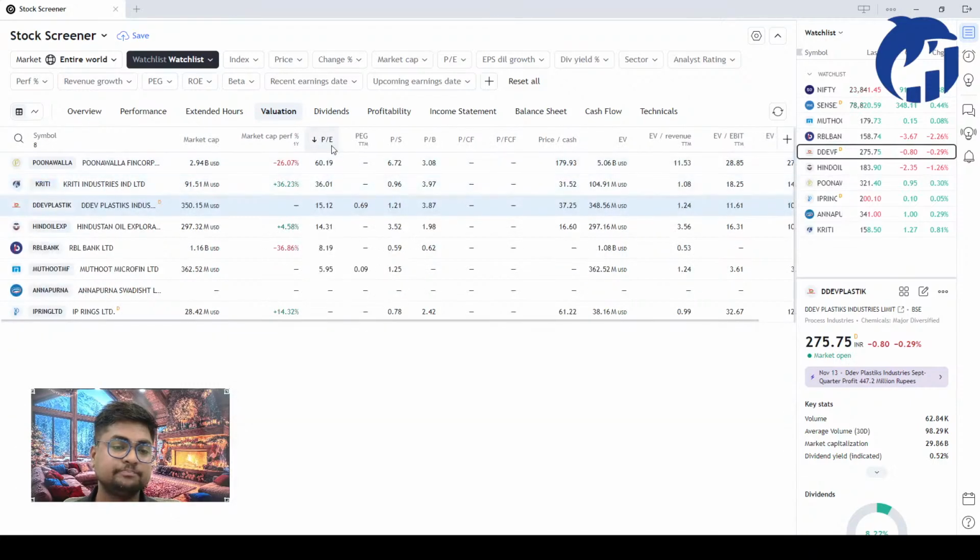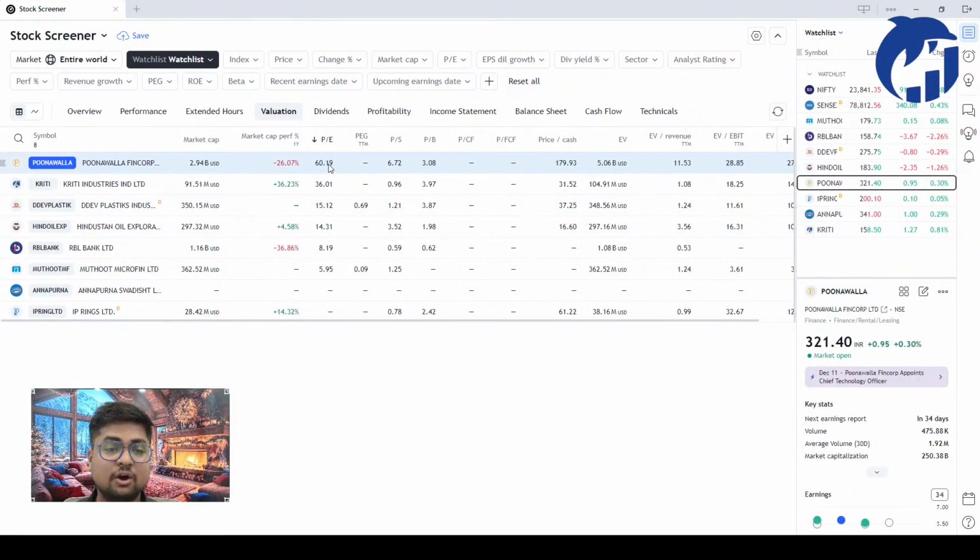I will assign in the ascending order, right? So highest P/E is of Poonawalla. It is trading around the P/E of 60.19. So people are very optimistic about Poonawalla. They are even able to trade Poonawalla at 60.19, and we have seen correction in Poonawalla recently. So maybe due to the high P/E, but once it gets stabilized, the profitability was its core reason.